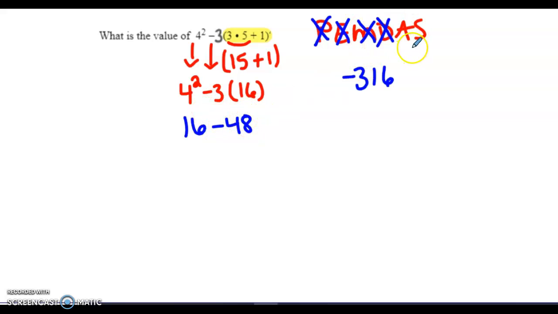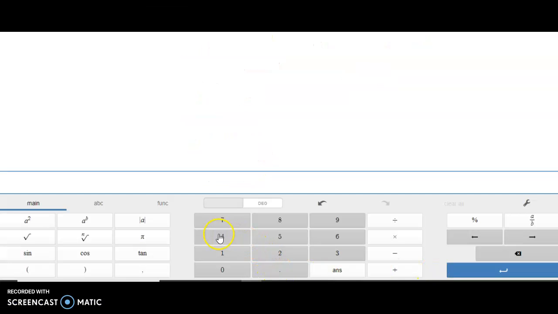There is no division, there is no addition, so I'm going to subtract. 16 minus 48 is -32. But I want to show you that in Desmos as well. So let's see if this works. If we type it in exactly how it looks, 4 squared minus 3, parentheses, 3 times 5 plus 1, close our parentheses, and it does equal negative 32, which is exactly what we got when we did the order of operations.